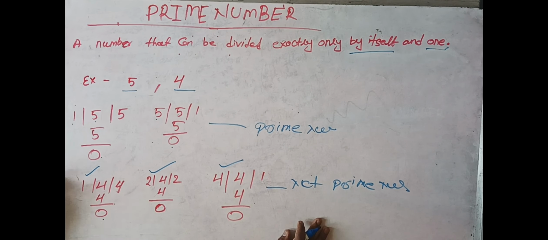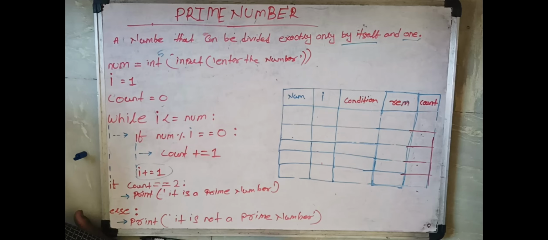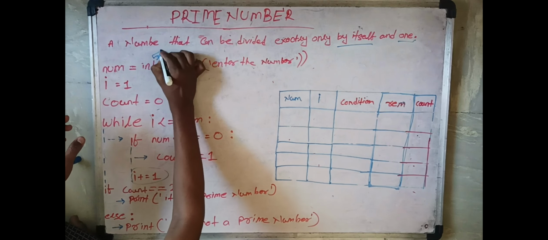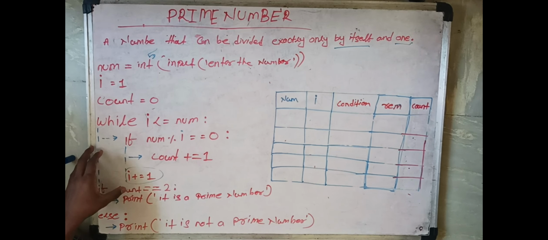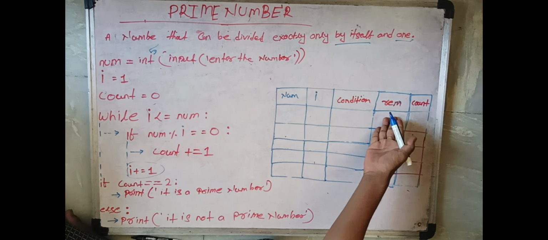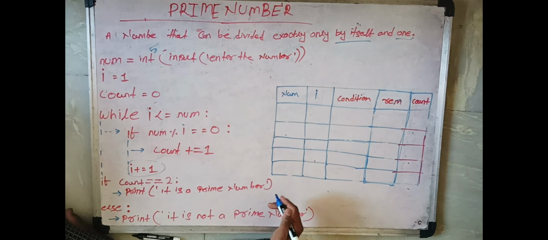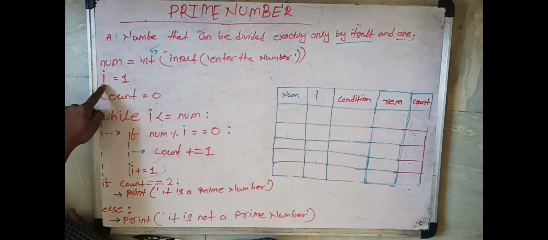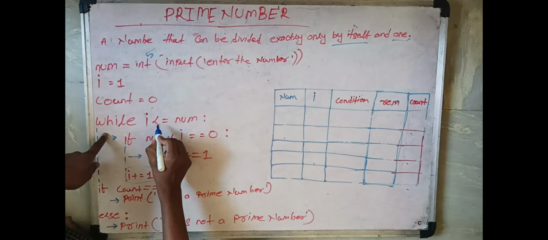So let us check how to write a program to check whether a number is a prime number or not using Python. So friends, suppose I give num equal to 5. The input value is 5. Before I discuss the program, I take one table with num, i, condition, remainder and count. I use these because everybody can easily understand the program. My initialization is i equal to 1, and count. Then let me check i less than or equal to num.